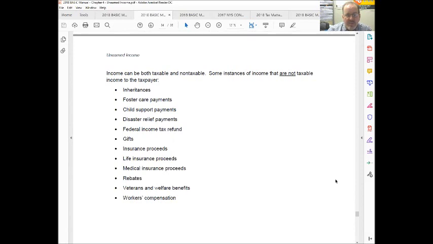There's income that can be both taxable and non-taxable. These are non-taxable. Inheritances. Most of the time when we think of inheritances, you go down there for insurance proceeds or life insurance. Those are non-taxable. They don't show up on a tax return. We talked about child support. That is not taxable income. You don't have to pay tax if you had a federal tax refund. Medical insurance proceeds, rebates, veterans benefits. So if you have somebody that's a veteran, especially from active duty, none of that shows up on a tax return. Neither does workers' comp. Those are not on there either.